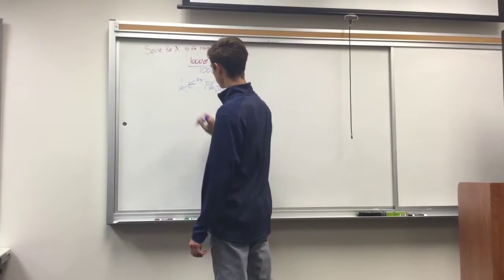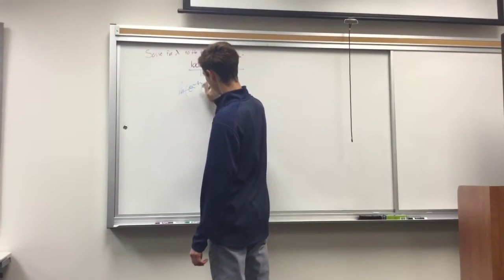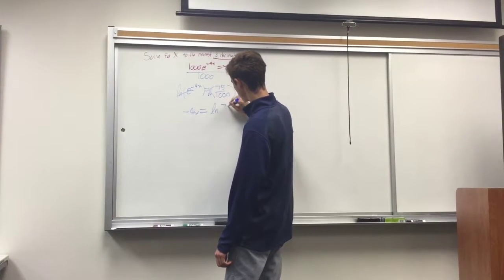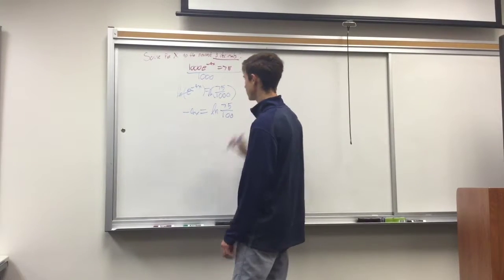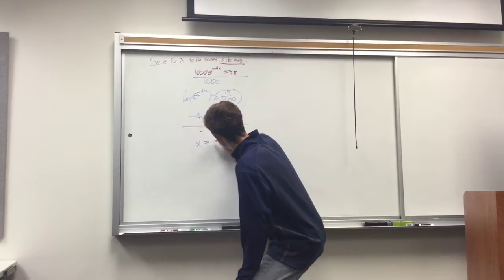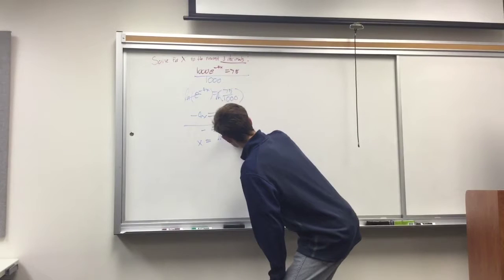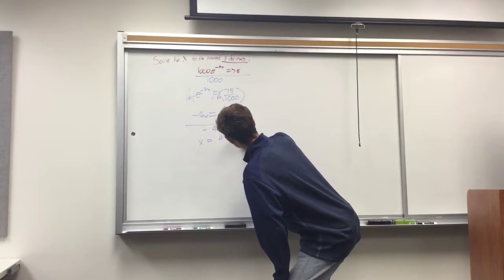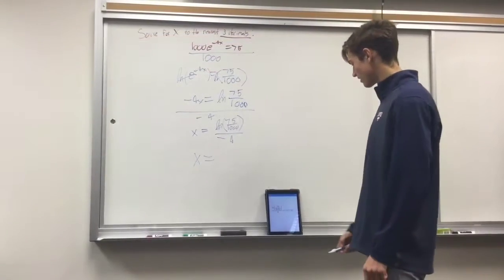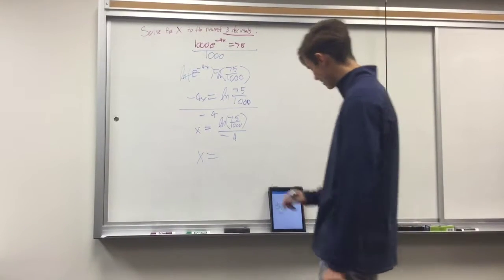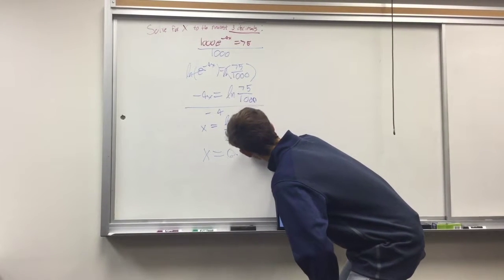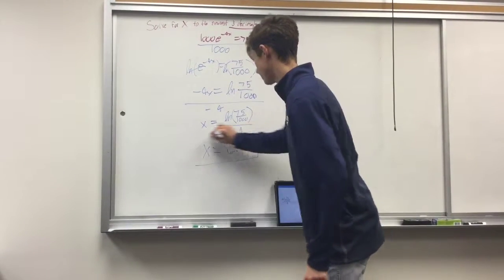And then these are going to cancel out. And then we get negative 4x equals the natural log of 75 over 1,000. And then you divide all of that by negative 4. So you get x equals the natural log of 75 over 1,000, and then that whole thing over negative 4. Once you plug that into our calculator right here, we get 0.648. That's your answer right there.